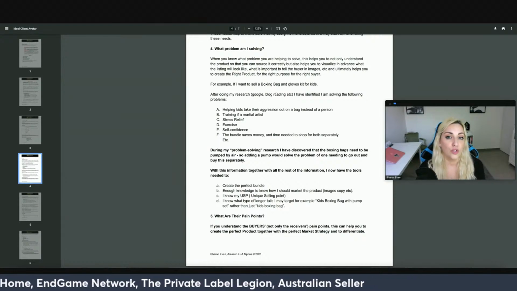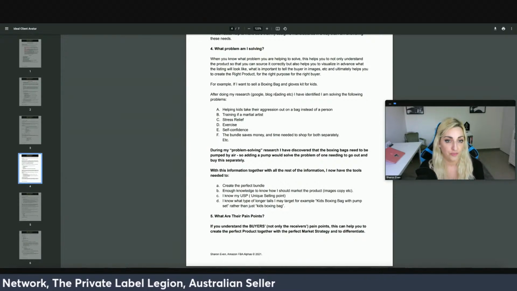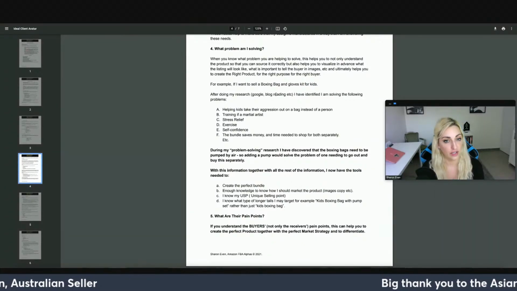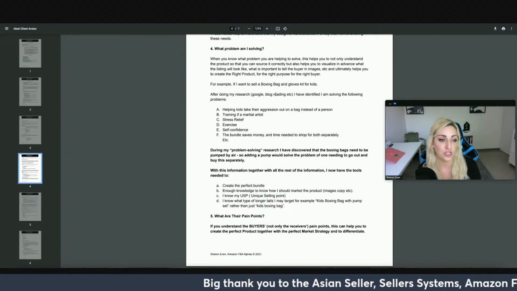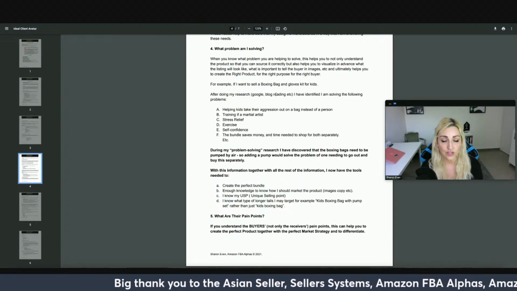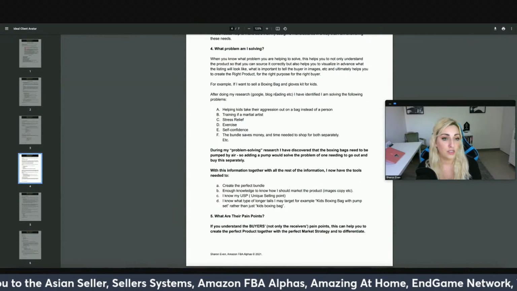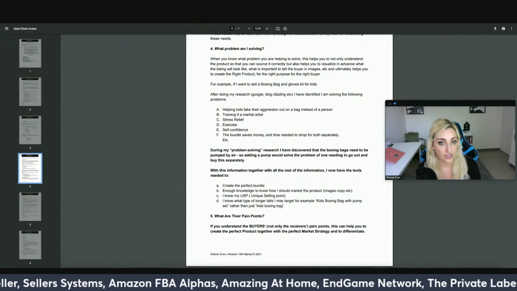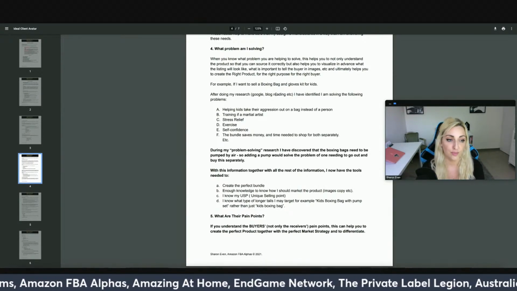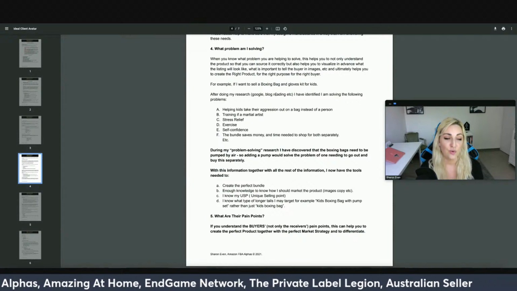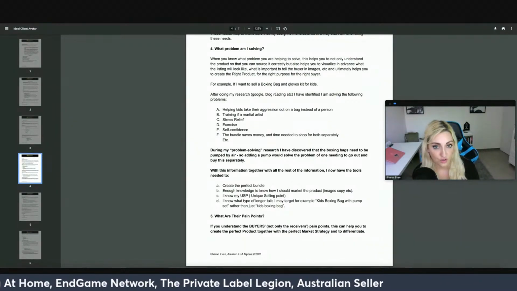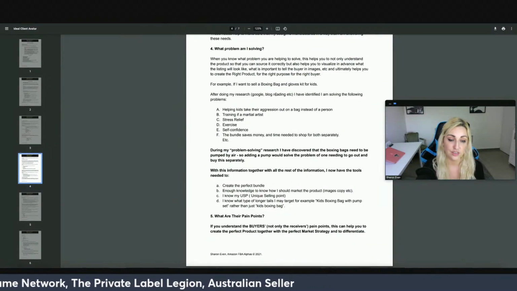When you know what problem you're helping to solve, this helps you to not only understand the product so that you can source it correctly, but it also helps you to visualize in advance what your listing needs to look like. What is important to tell the buyer through the images, and ultimately will help you to create the right product for the right purpose to the right buyer. Again, we want to create the right product for the right purpose and sell it to the right buyer.